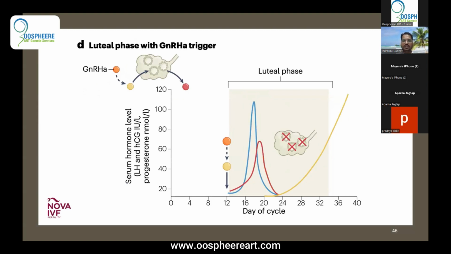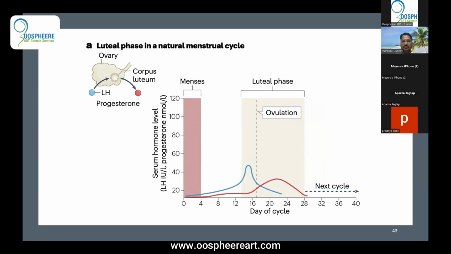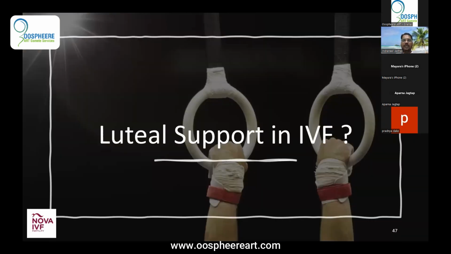Here you are seeing that with agonist trigger, there is LH which is secreted, and then progesterone is also secreted for some amount of time, and there is some kind of luteoplacental shift deficiency in which HCG takes over the function. This deficit is responsible for non-implantation or for abortion, which we are taking care of. So that's why we are discussing luteal support in IVF.